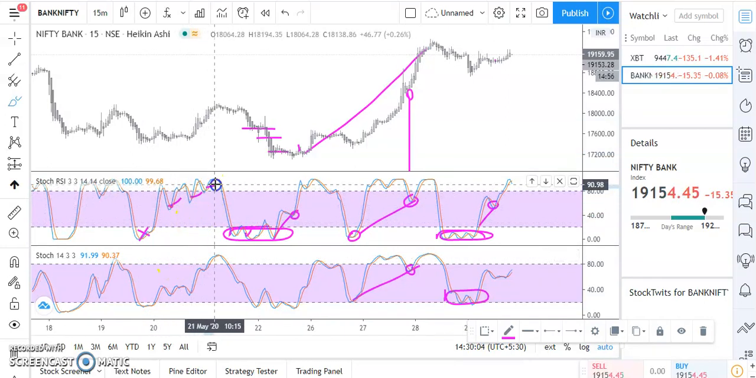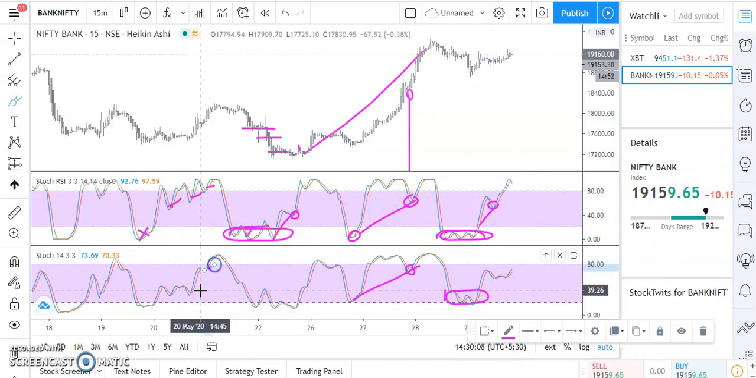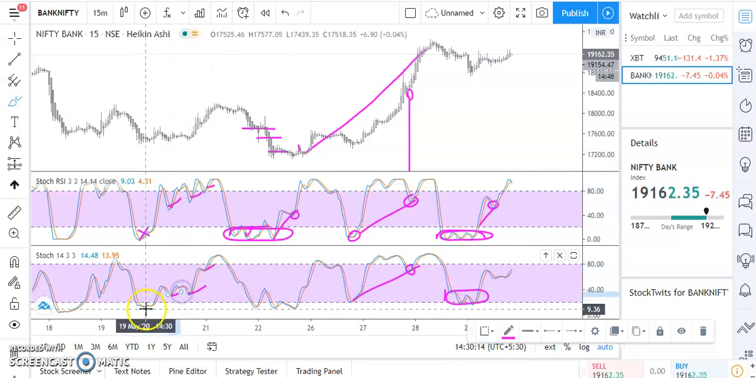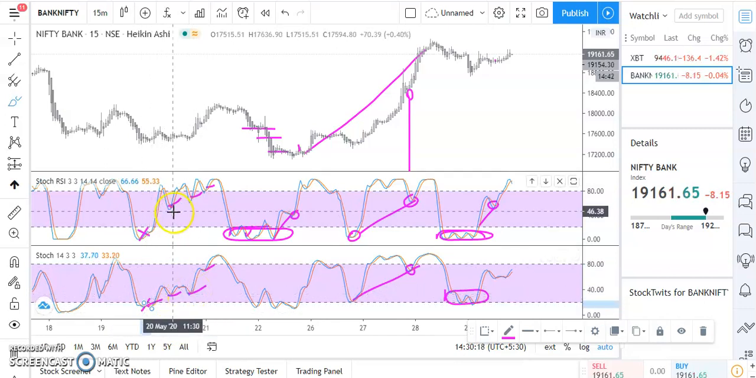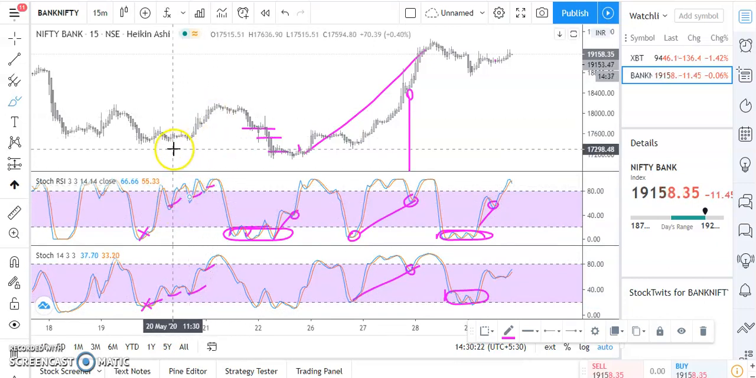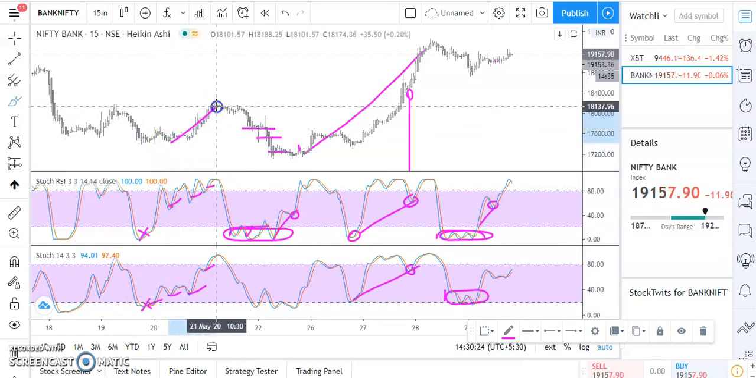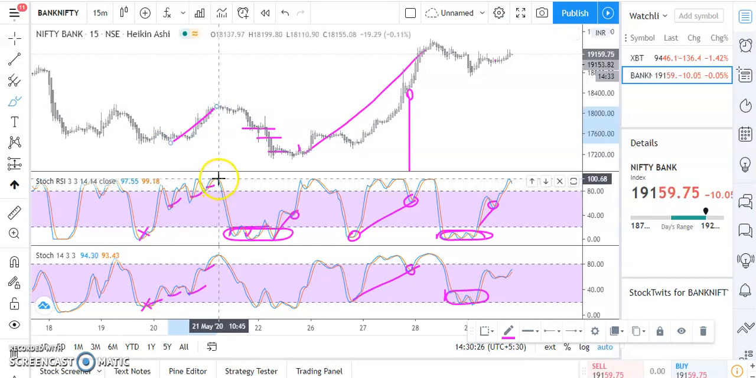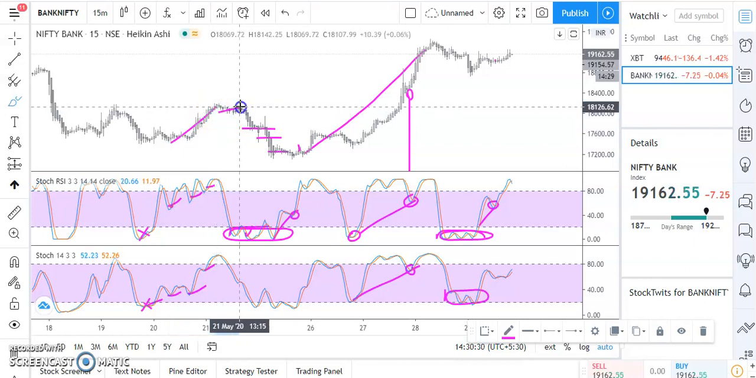This crossover is higher than the previous crossover. That means the price is going to pump. This is higher than the previous crossover, and even this crossover is higher than this crossover. So this crossover you can eliminate. Enter here, here, here. You can see how the price started to move. Once you get the stochastic going down, then you can safely exit here.